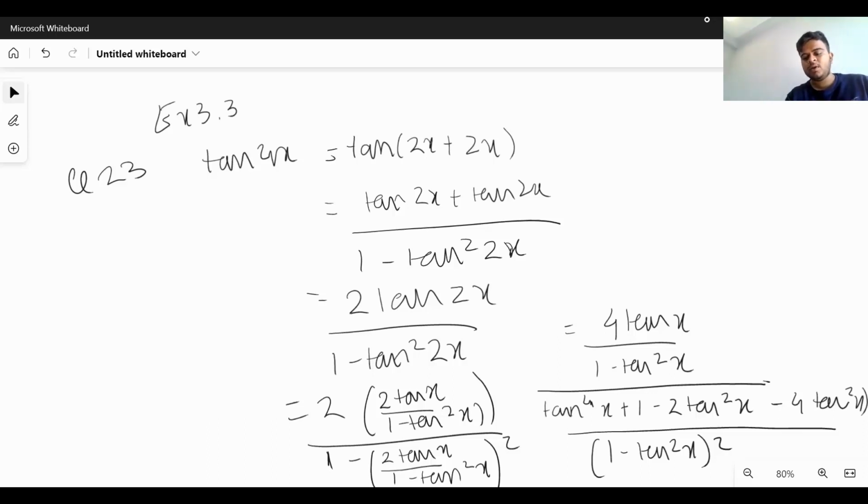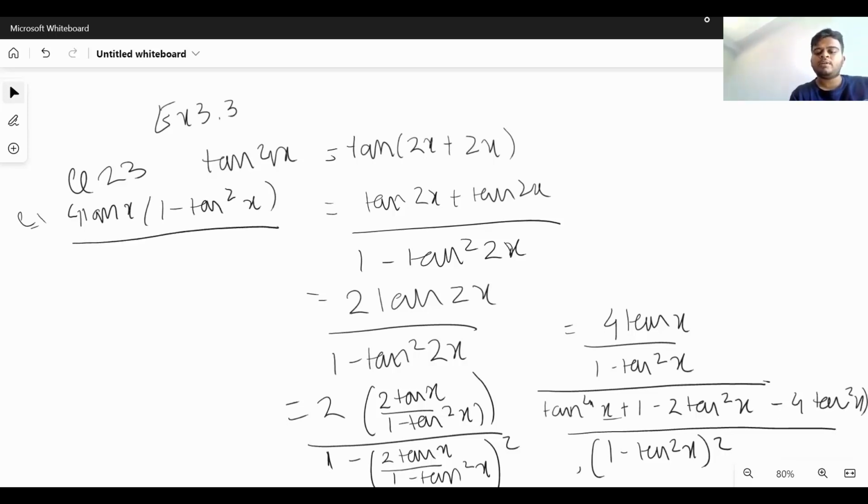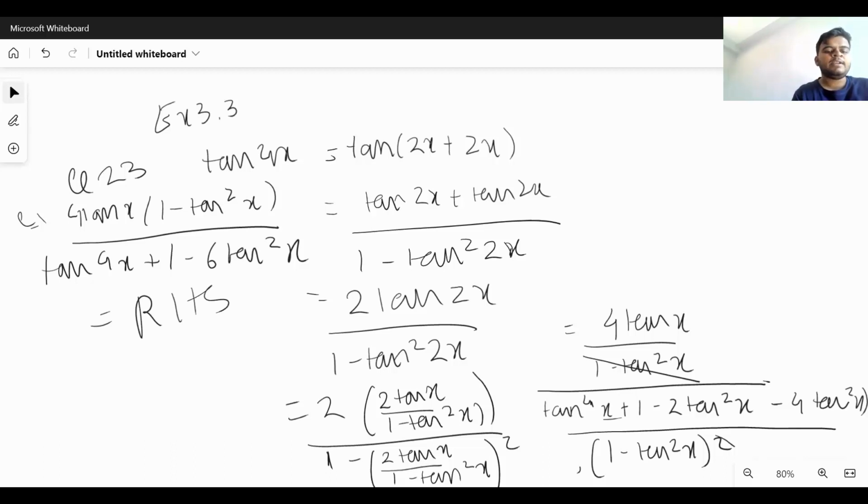I've just expanded this term, 1 minus tan square x, up above in the numerator. I've expanded things, right? So I'll carry on from here. I get 4 tan x into 1 minus tan square x upon this term, and this term gets cancelled by 1. And in the denominator I have tan to the power 4x plus 1 minus 6 tan square x, and this is ultimately the RHS. Correct.